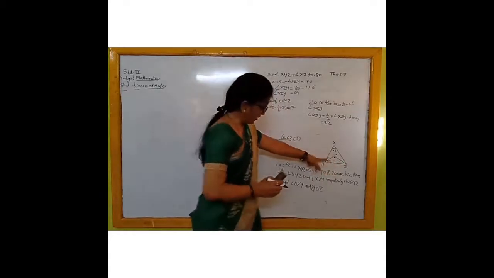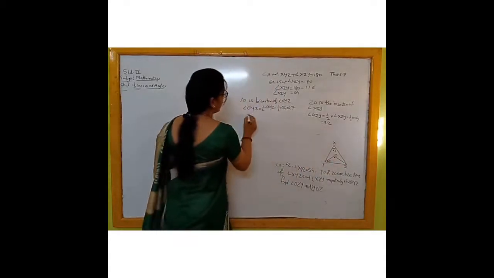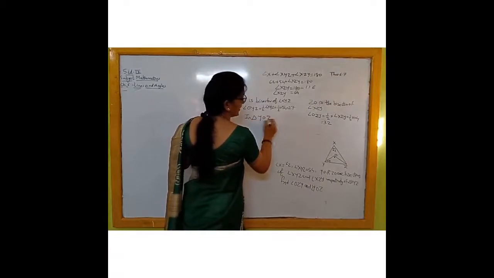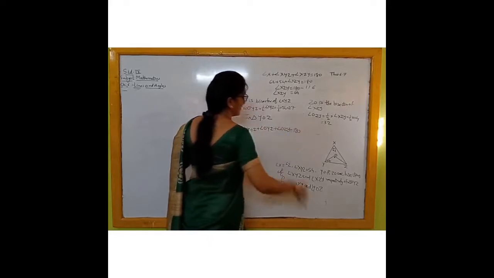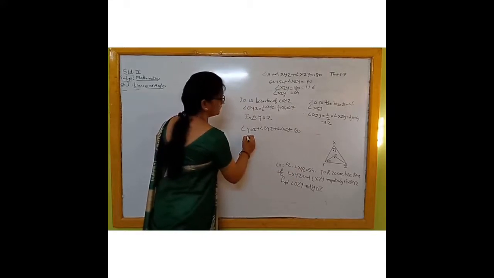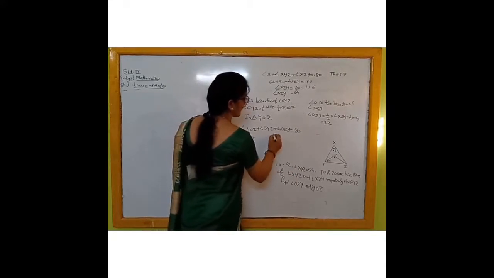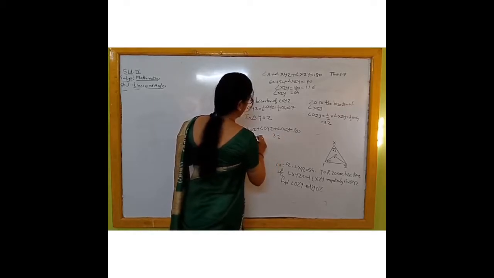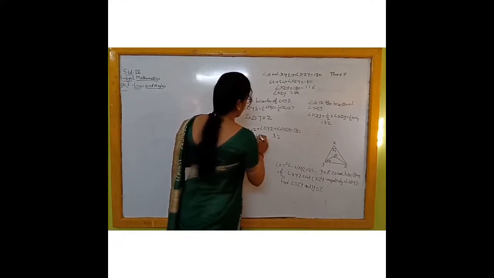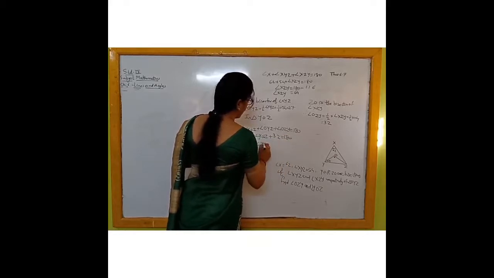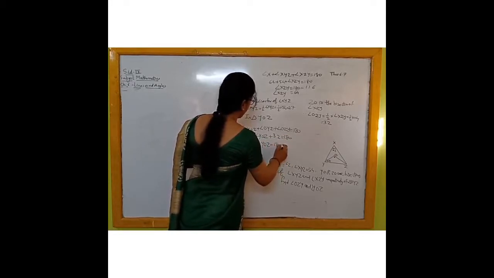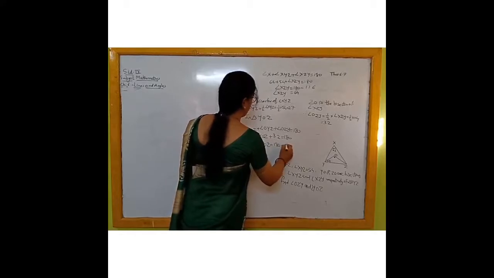Now in triangle YOJ, angle YOJ plus angle OYJ plus angle OJY is equal to 180. So 27 plus 32 plus angle YOJ is equal to 180. Therefore angle YOJ is equal to 180 minus 59.